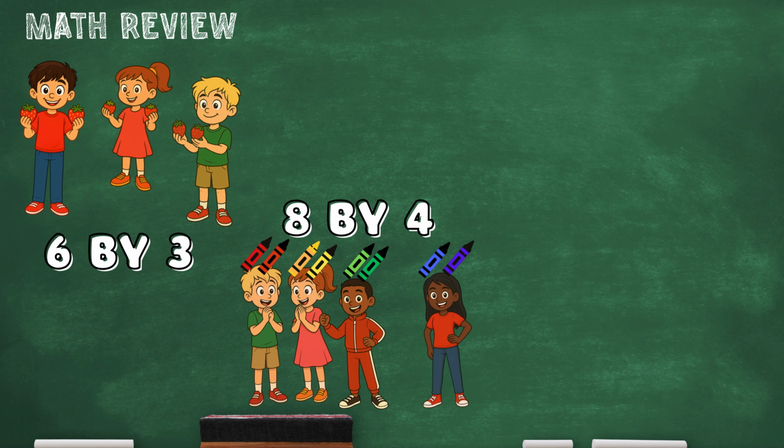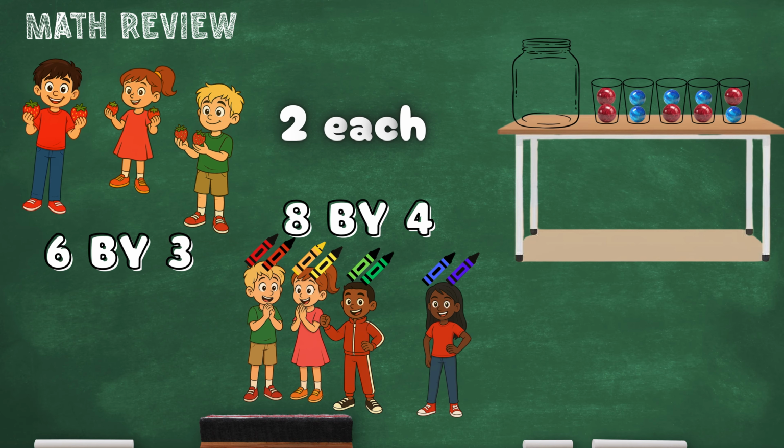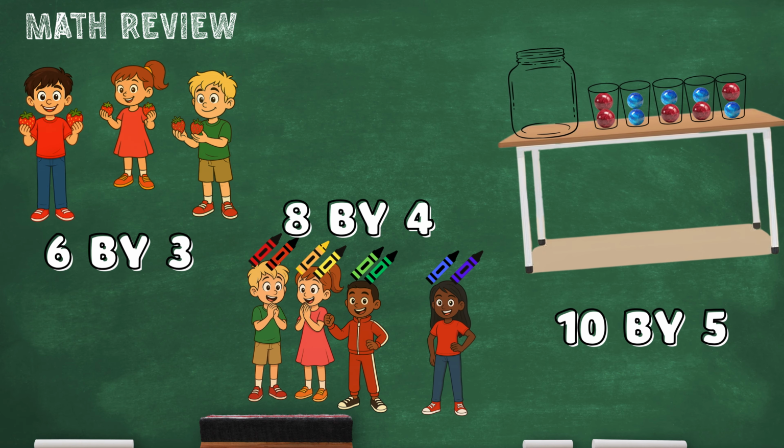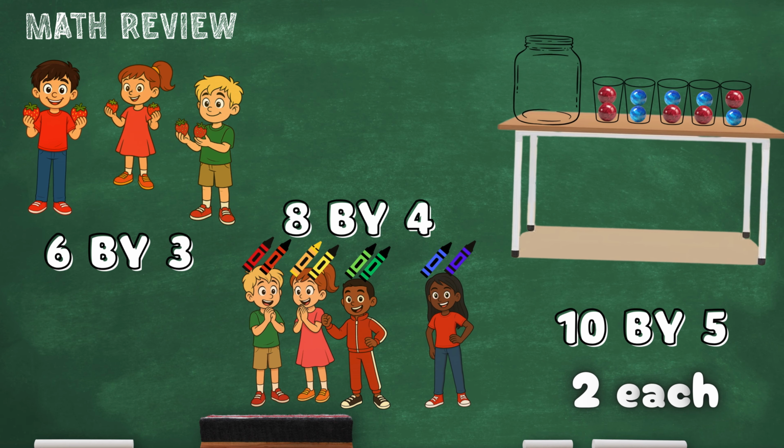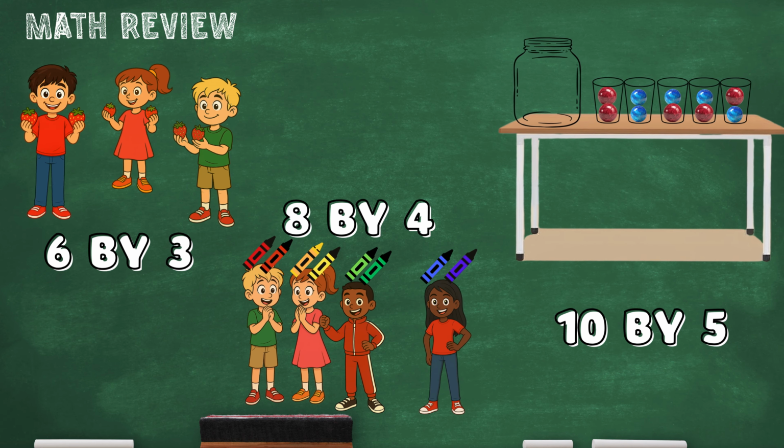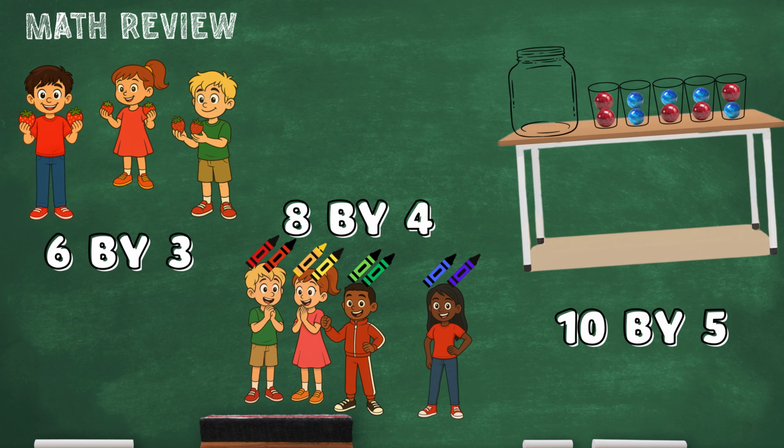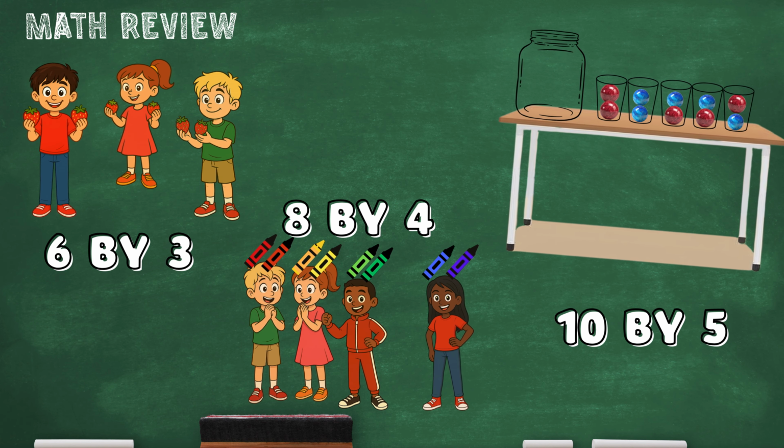Okay, 6 strawberries shared by 3 people, 2 each. 8 crayons shared by 4 friends, 2 each. 10 marbles shared among 5 cups, 2 each. Every time, we divided a total number into equal groups. That's what division does best.